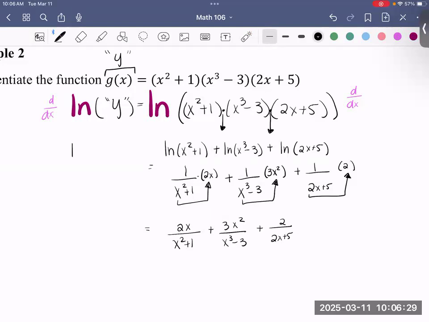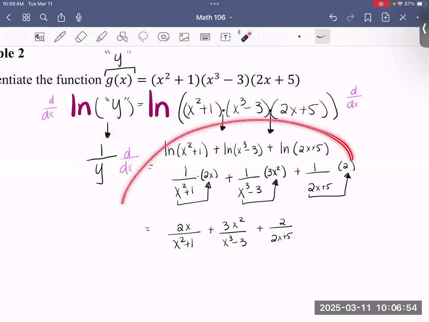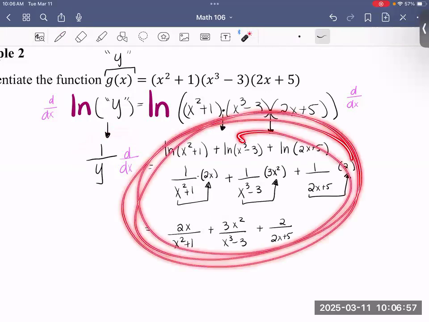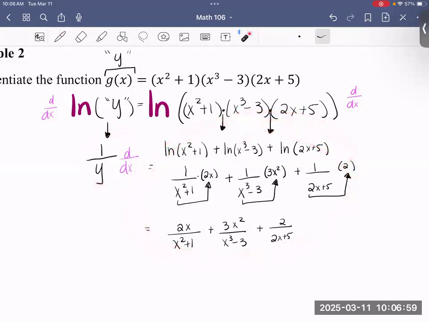Now, keep in mind, the derivative of this is 1 over y. That is dy, or d over dx, right? But notice that we now need to get the derivative of y alone on one side, which means, because this whole thing is the derivative of x, right? And I know we're talking about y here, but bear with me. I know it's not going to be d over dy, right?